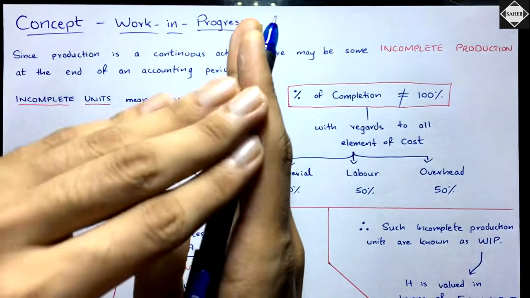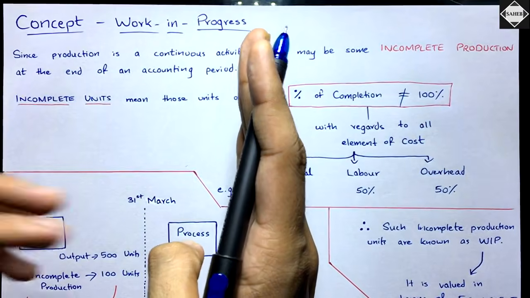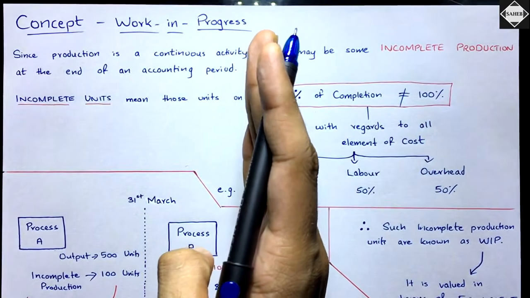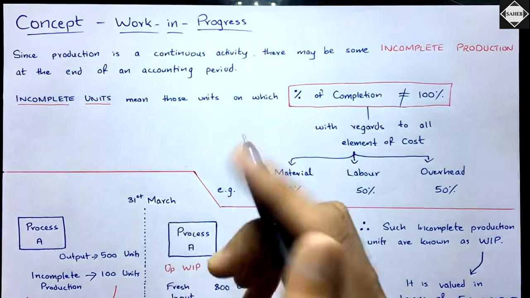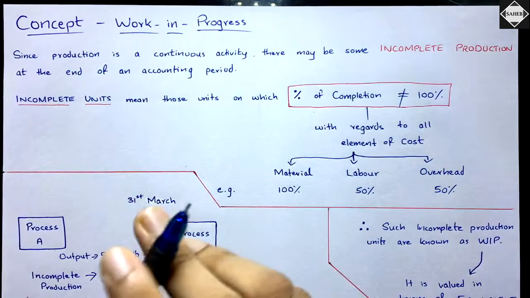For example, if this is 31st March of the year, the end of an accounting period, what will happen? Do you think that we have a holiday or something like that? No, of course not. The work will be continuously going on. The period ends only in the books of accounts. Only the books. So that's what, it's a continuous activity.